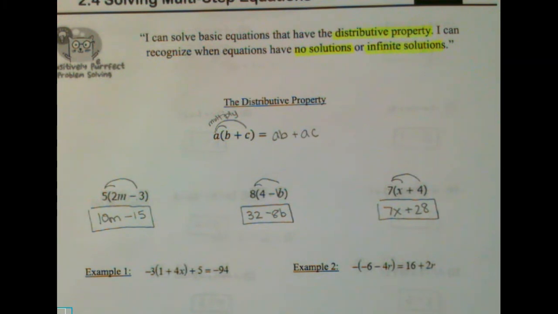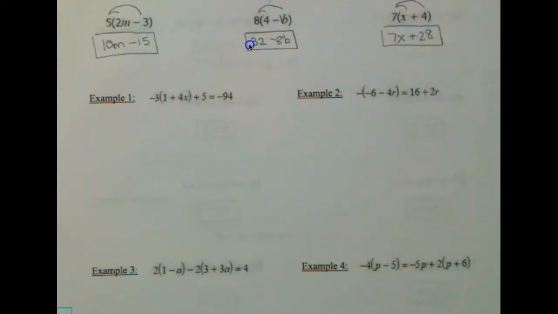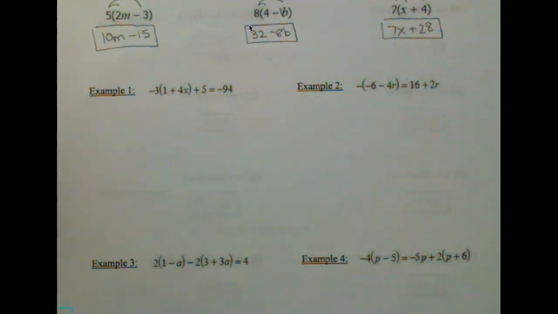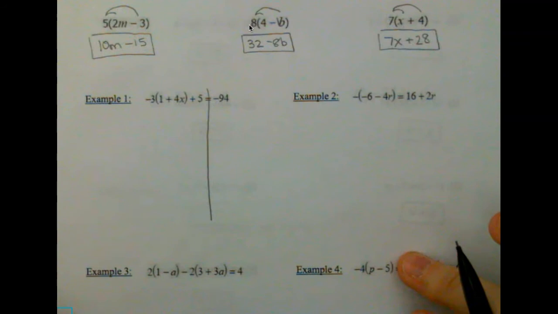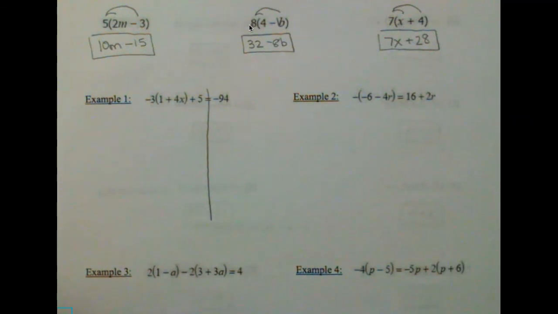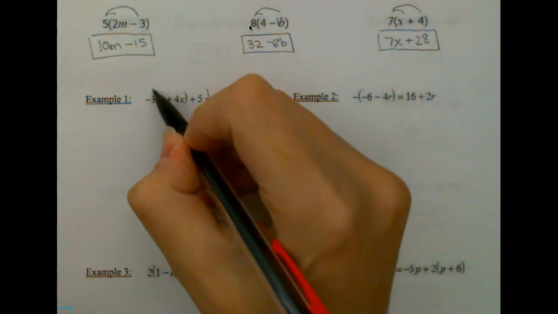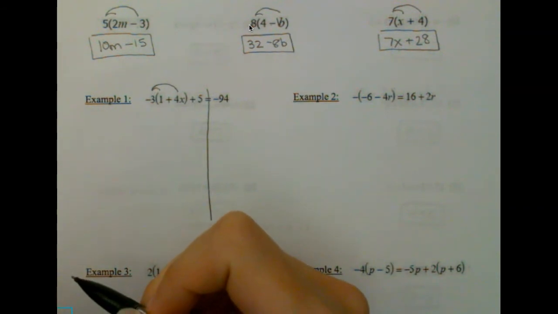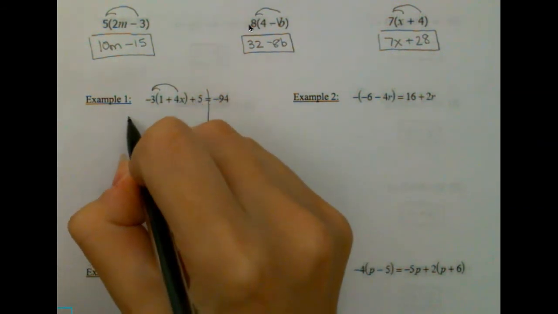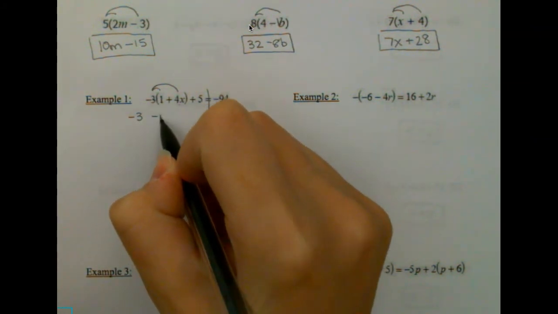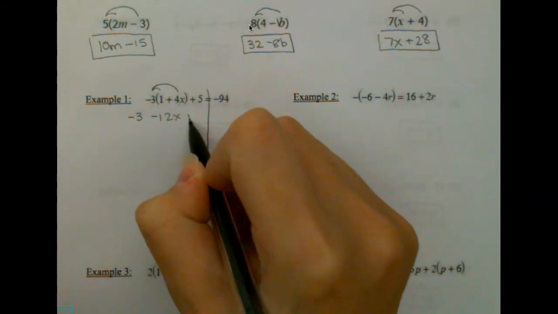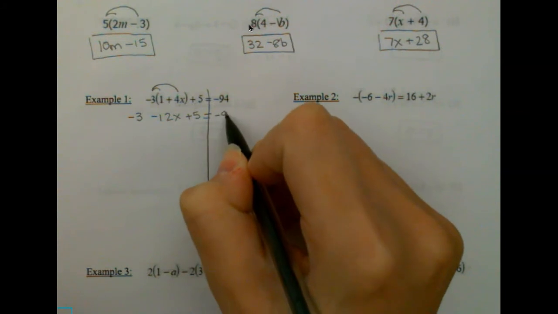So let's take a look at what that looks like in an equation to solve. Okay, so let's take a look at example 1 here. So just like all of our other equations that we're going to solve, we're going to draw our line through the equal sign going down. But now we're going to have to get rid of the parentheses first before we start adding or subtracting anything to both sides. So I'm going to distribute that negative 3 to both things inside the parentheses. So I'm going to get negative 3, and then negative 3 times positive 4x is going to give me negative 12x. Bring down that plus 5, and bring down the negative 94.